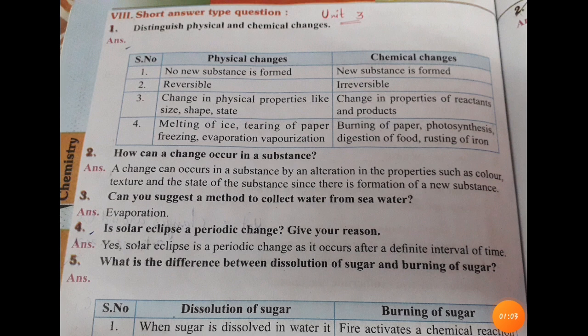Okay, children, concentrate on these short answers also. First one, concentrate: physical and chemical changes. Physical change, no new substances formed. Chemical change, new substances formed. Here, physical changes are reversible. Chemical changes are irreversible. You have to write any 2 points. That's it. And concentrate on the fourth question. A solar eclipse is a periodic change. Give your reason. Yes, a solar eclipse is a periodic change as it occurs after a definite interval of time.